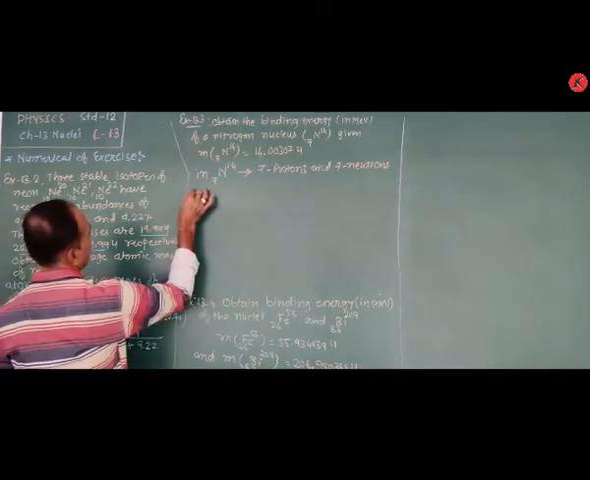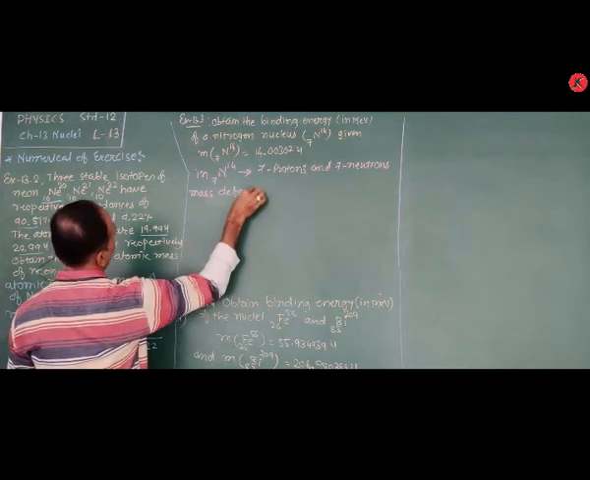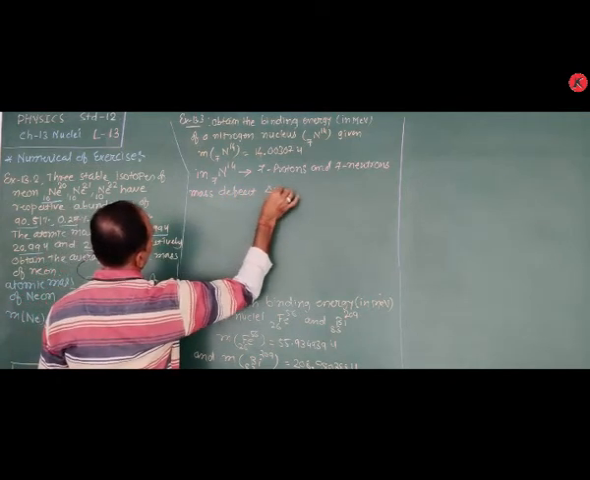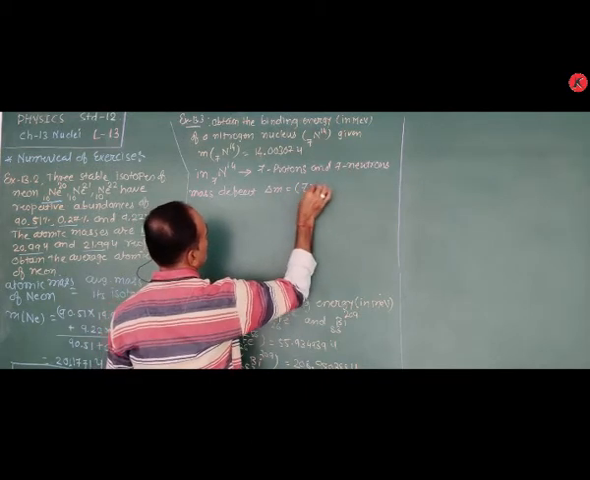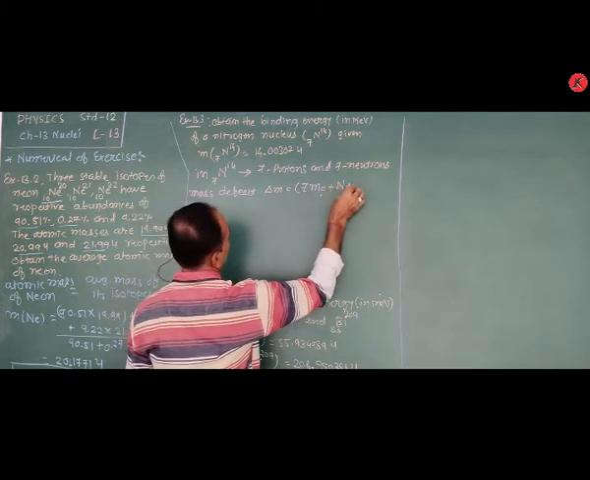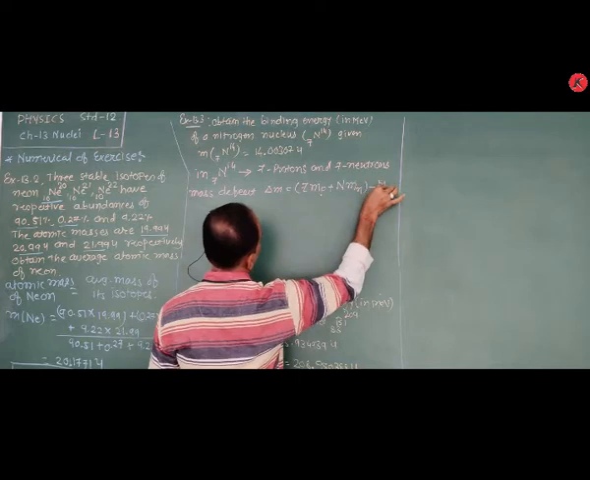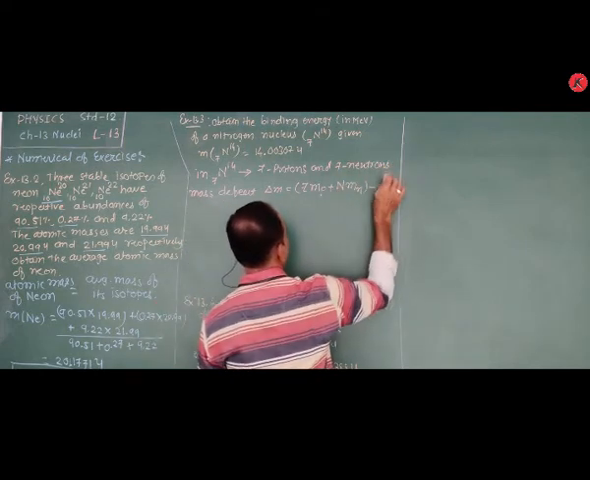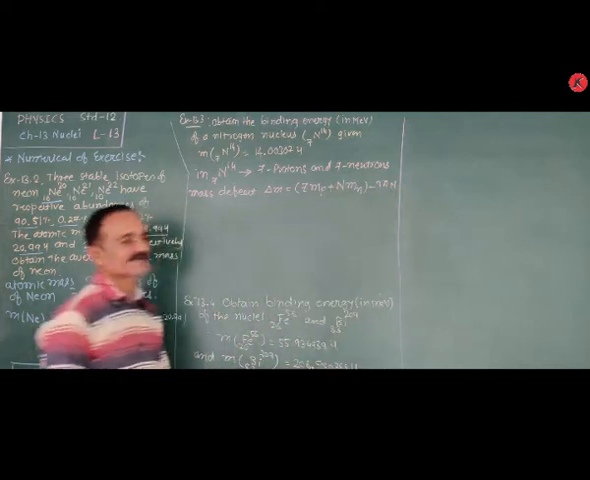Therefore, first we have to find the mass defect. Delta M is equal to, our equation is, number of protons Z times the mass of one proton, plus the number of neutrons times the mass of the neutron, minus the mass of the nucleus. Here it is the mass of the nitrogen, you know.